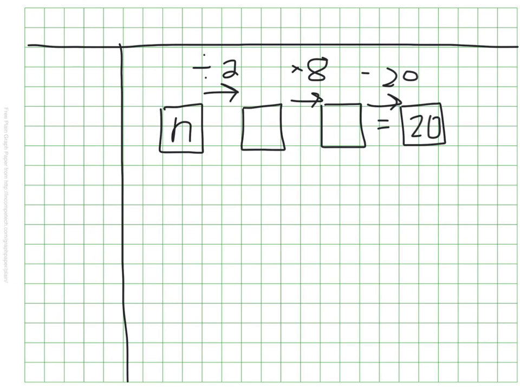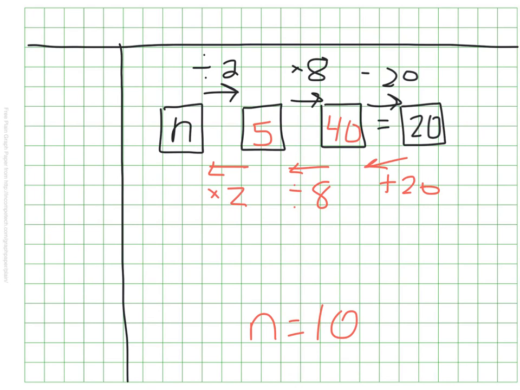The last step that was performed was subtracting 20. So to do the opposite, I will add 20. 20 plus 20, this box must have a 40 in it. The step before that was to multiply by 8, so I will divide by 8. 40 divided by 8 is 5, so that box must have had a 5 in it. The step before that was dividing by 2, so to do the opposite, I'm going to multiply by 2. 5 times 2 is 10, so I think my mystery number must have been 10.